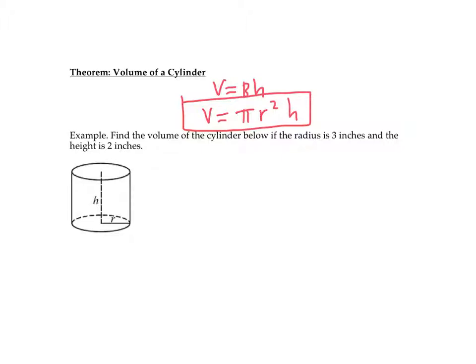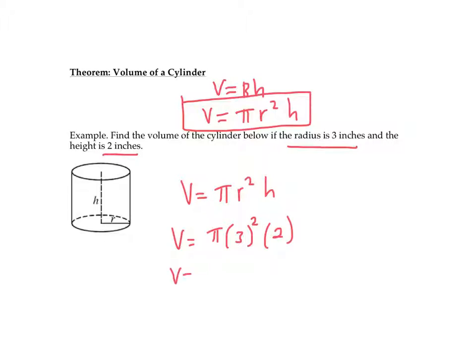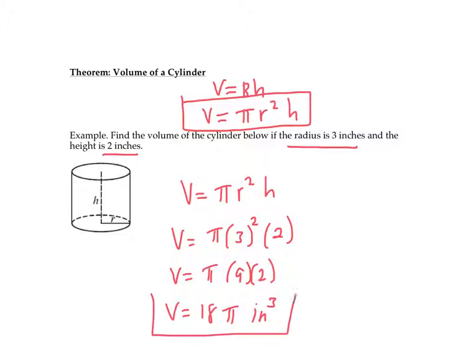Okay. So in our second example, it says find the volume of the cylinder below if the radius is 3 inches and the height is 2 inches. Start by writing down your formula, pi r squared h, and then plug in what you know. We were given that the radius is 3, so we want to do pi times 3 squared. Then we'll multiply by the height, which is 2. 3 squared gives us 9. 9 times 2 gives us 18, so put the 18 out in front of the pi, and then put your units on the end, which would be inches cubed. So 18 pi inches cubed.